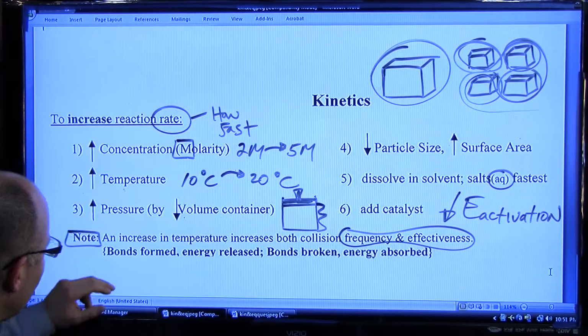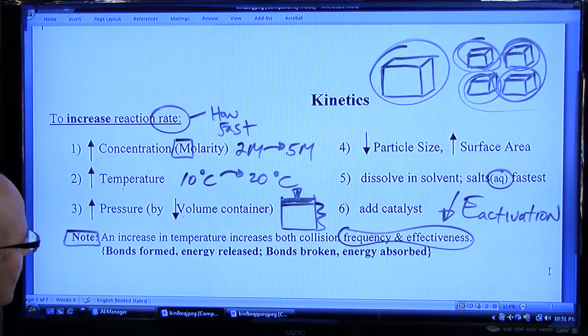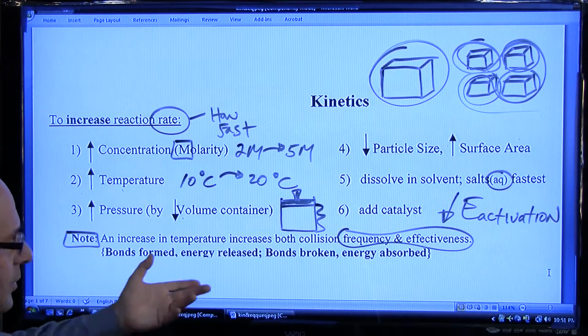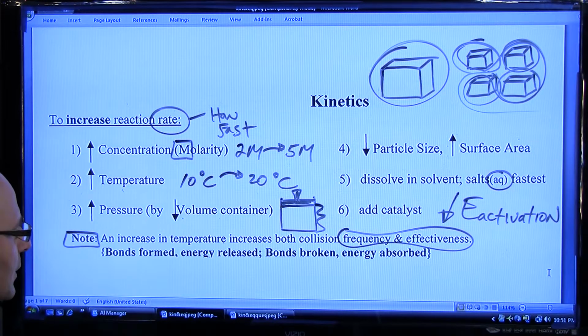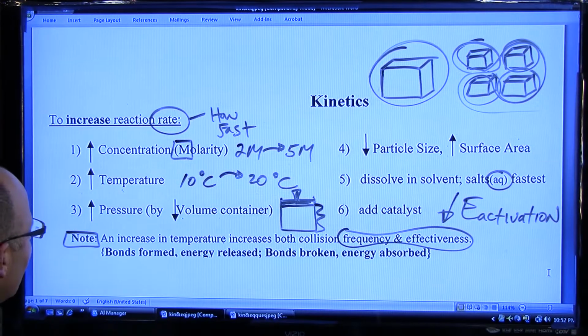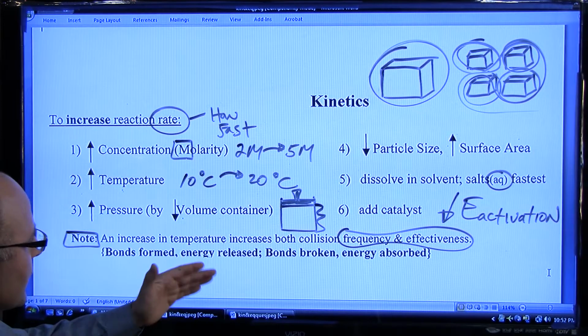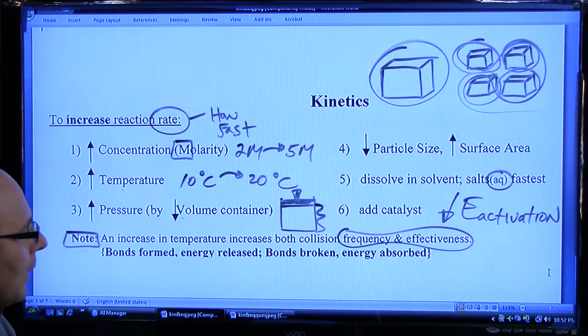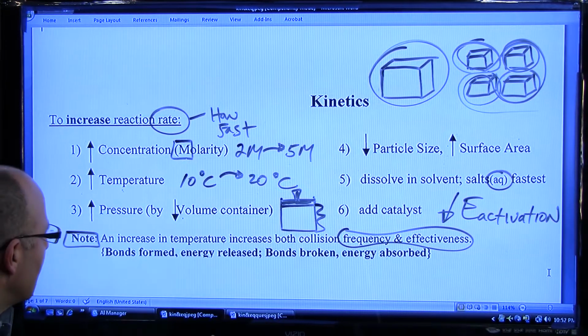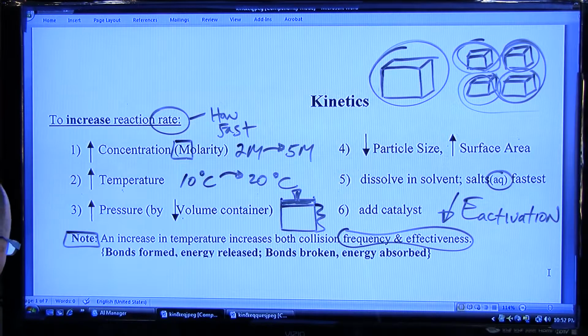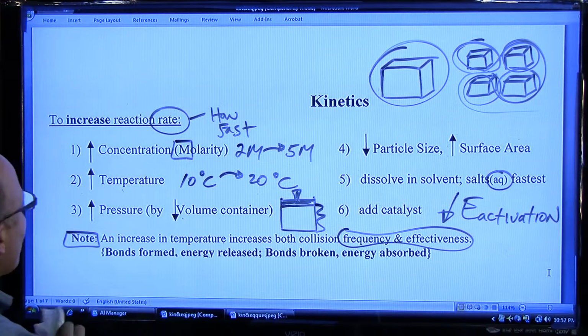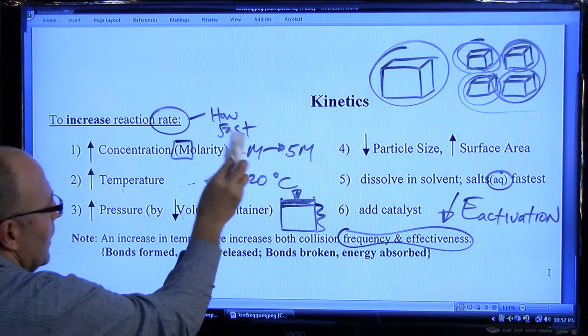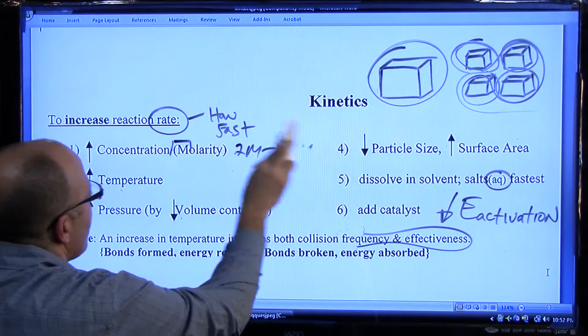One other thing I want to note here, I'm not sure if it fits really here at this point, maybe I should have mentioned it in bonding, but since we are talking about energy, whenever bonds are formed, energy is released, and when bonds are broken, energy is absorbed. That's a good thing to keep in mind. All right, let's continue on this page here, and let's talk about potential energy diagrams.